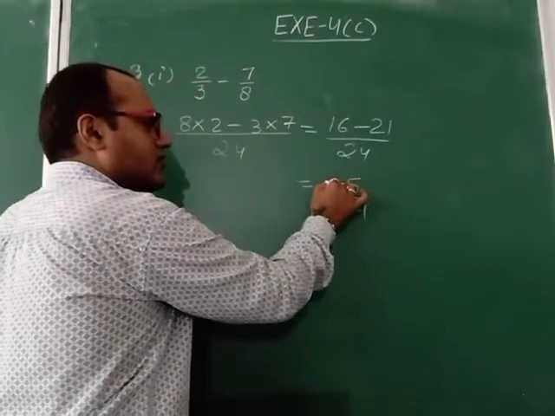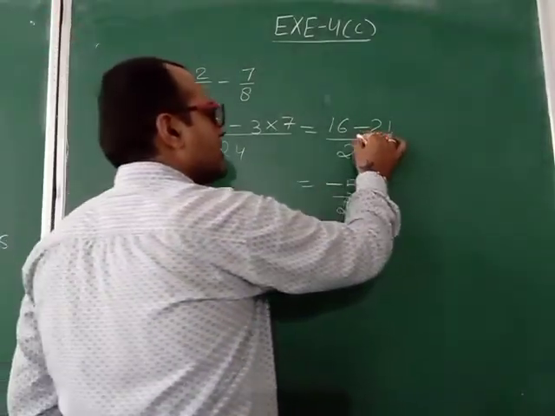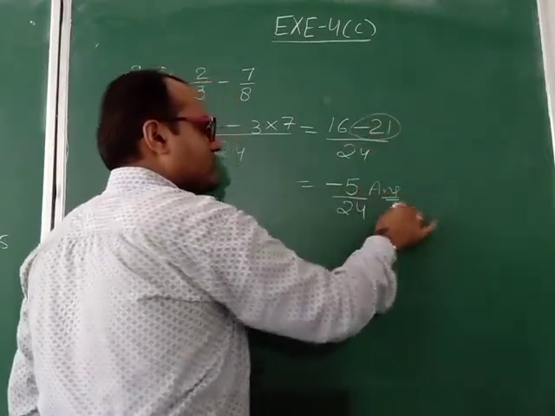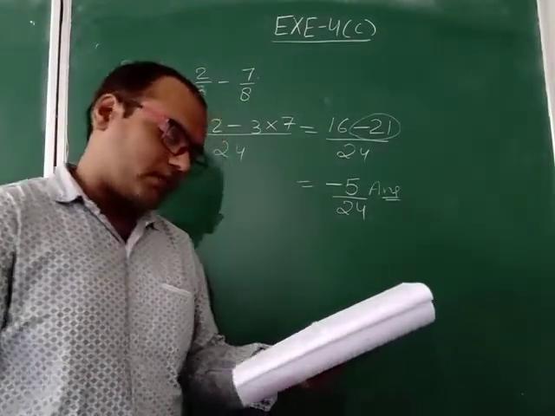Now in the answer we have to put the sign of greater number. 21 is greater and 21 is having minus. That's why I am using minus sign. So like this you have to do part number first. Now see part number third.